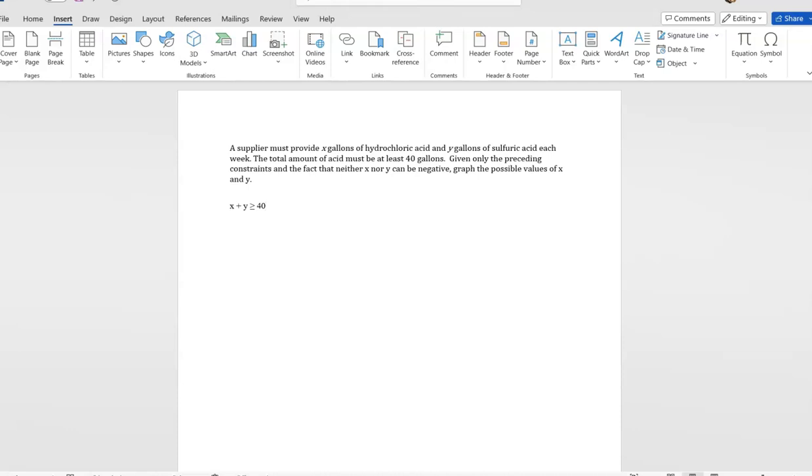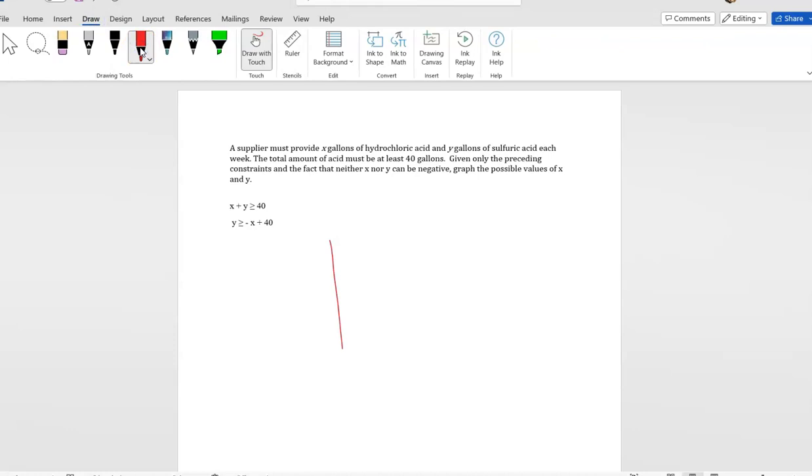I want to graph this inequality. So if I'm going to graph an inequality, I'm going to rewrite it into slope-intercept form, just because it's easier to do it that way, though you can do it lots of different ways. So I'm going to do y equals negative x plus 40. This is the same equation. All I've done is subtract x from both sides. So it's in slope-intercept form, because I like to graph that way. You don't necessarily have to. You could do this a couple ways.